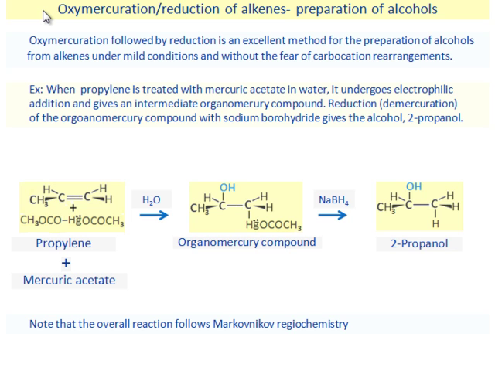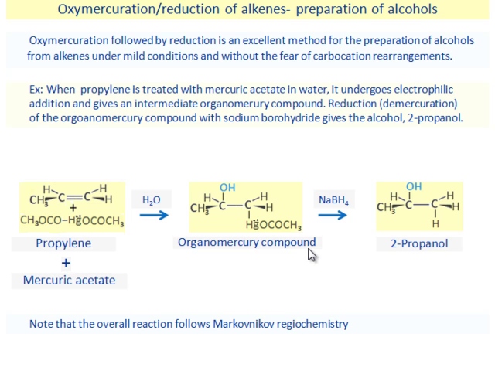Oxymercuration-reduction of alkenes. Preparation of alcohols. Oxymercuration followed by reduction is an excellent method for the preparation of alcohols from alkenes under mild conditions and without the fear of carbocation rearrangements. Example, when propylene is treated with mercuric acetate in water, it undergoes electrophilic addition and gives an intermediate organomercury compound.